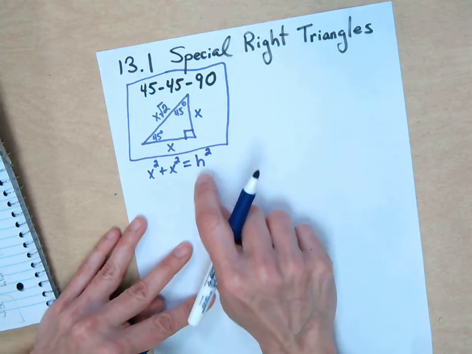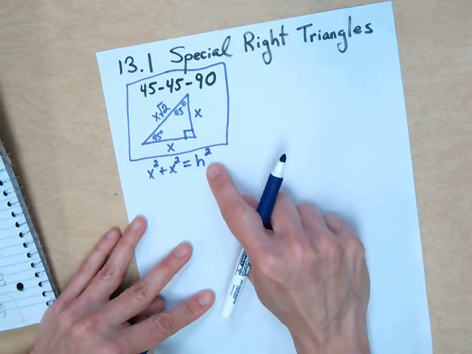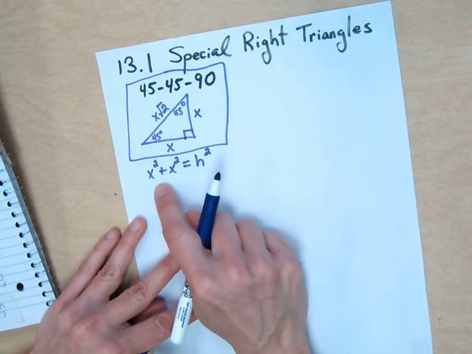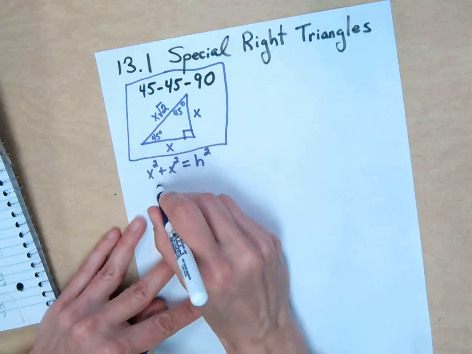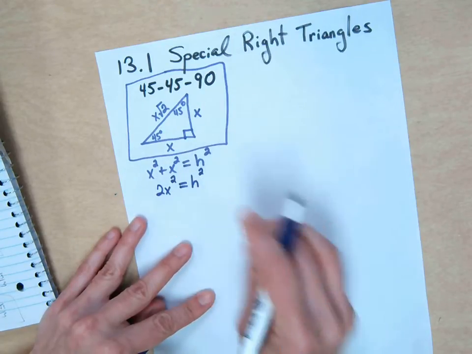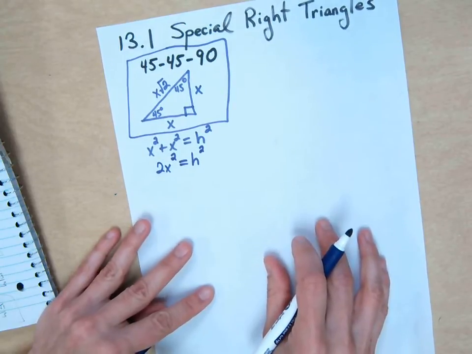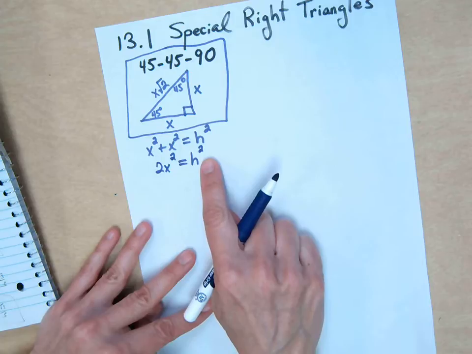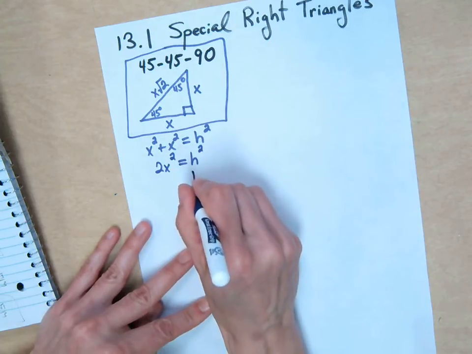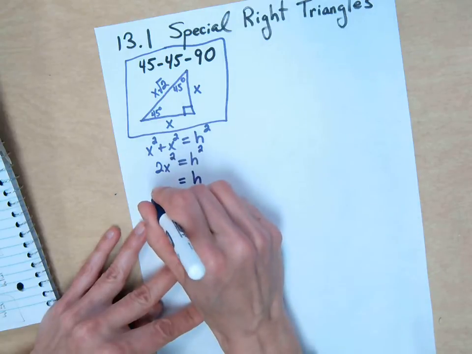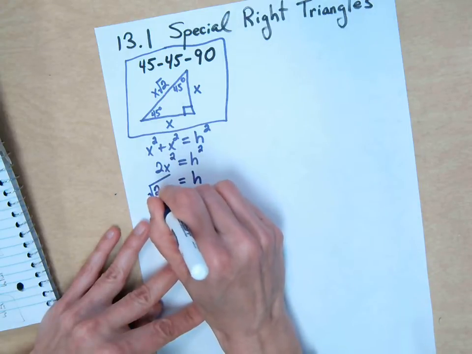And now I'm going to solve for h, and you'll see when I'm done with solving for h, I get x root 2. So what do you get when you add those? 2x squared, exactly. We combine like terms, we get 2x squared equals h squared. And now what do I do to solve for h? To undo square, I square root. We don't need to worry about the negative version because a side length isn't negative. So you get the square root of 2x squared.